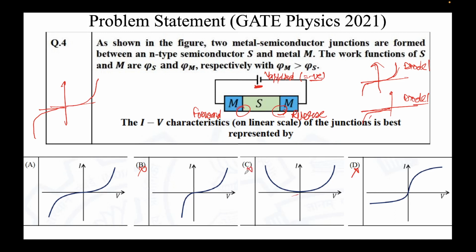So option A is the correct one, because on this side diode 1 is forward and diode 2 is reverse. However, on this side diode 2 is forward and diode 1 is reverse, and this is a symmetric curve. So option A is the correct one.